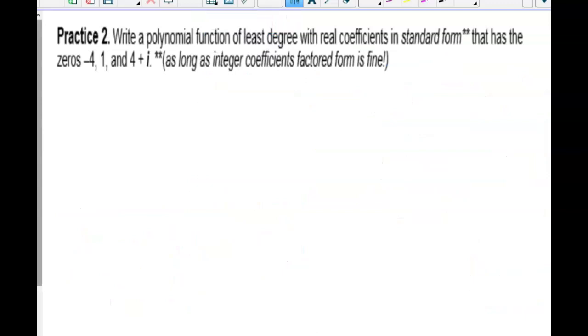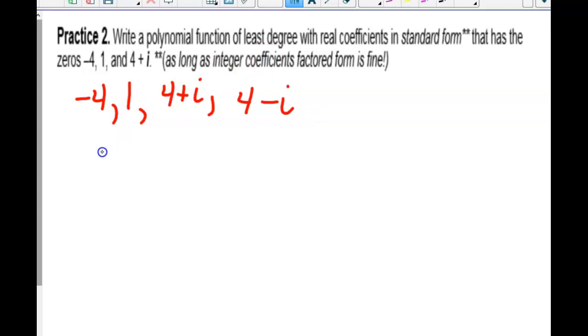All right. This is a quick example again. Write a polynomial function of least degree with real coefficients in standard form that has the zeros negative 4, 1, 4 plus i. What do you know has to also be a zero then, guys? 4 minus i. Everybody good? You only change the sign in the middle. Conjugates. Been doing this since the beginning of the year.